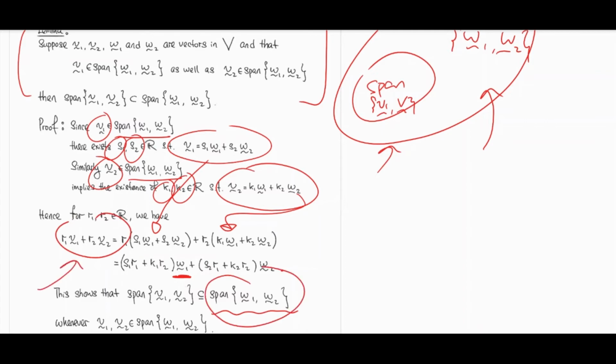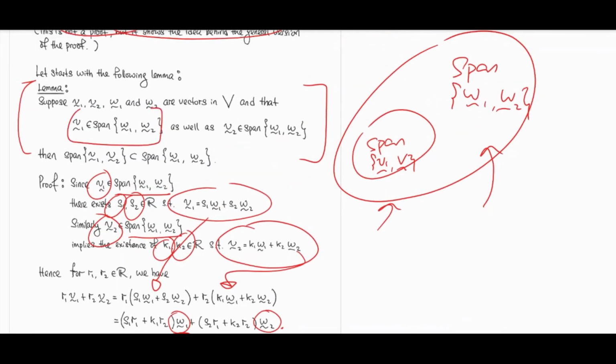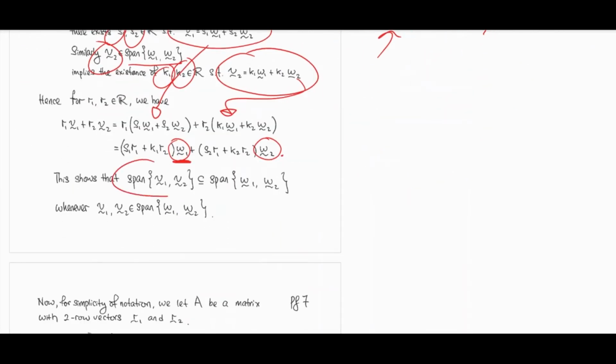And this is a general vector. This is how an element in this span looks like. All the elements in this set look like this, so every element that looks like this can be written as a linear combination of W1 and W2. So we have demonstrated that every element inside here is in this set. So this is a subset of this. All right, so we have seen that under these two assumptions, the span of V1 and V2 will be a subset of the span of W1 and W2.